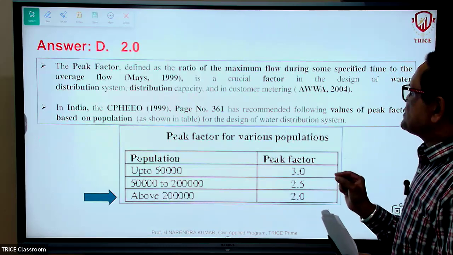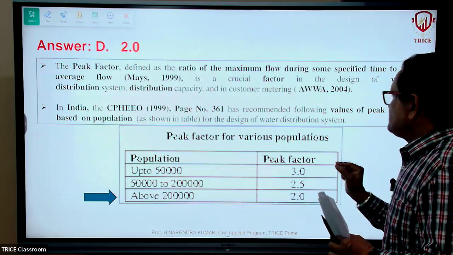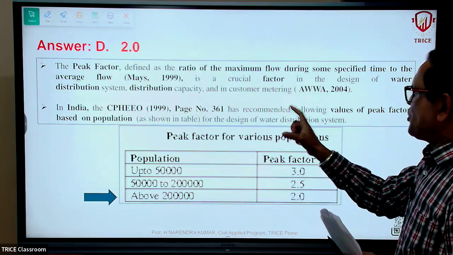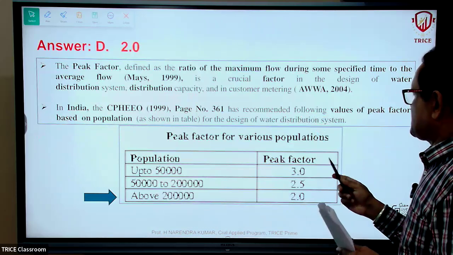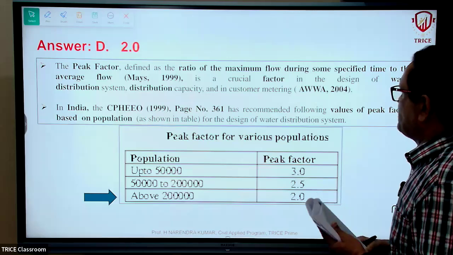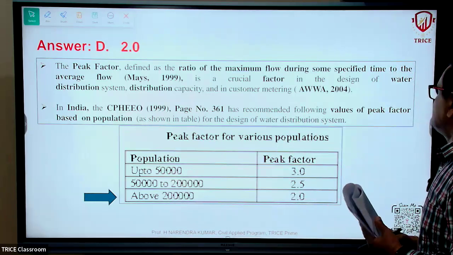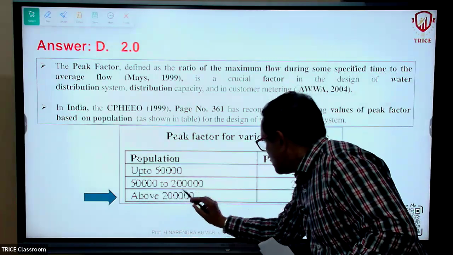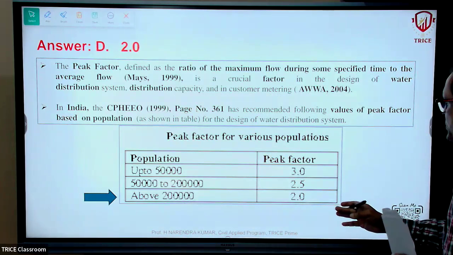In that, page number 361, this tabular column is given. I extracted the same tabular column from the CPHEEO manual 1999, from page number 361. Because if I am extracting any data from any manual in my presentation, I need to refer to it, because I should not copy as it is. Look here, this arrow mark: above 2 lakh, it is 2.0. Don't think otherwise. Always it is 2.0.